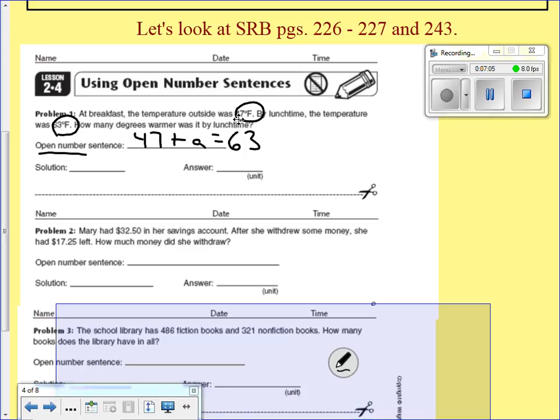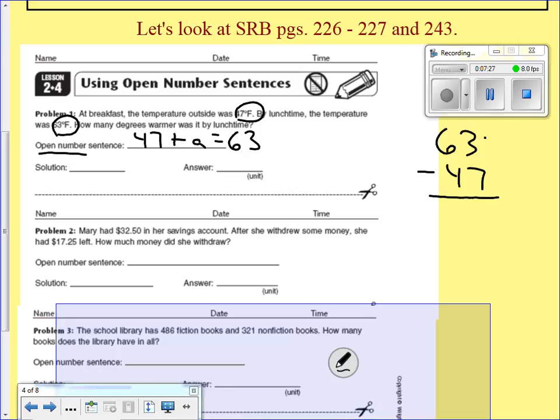I know some of you are probably thinking, well, Mr. Green, why don't we just go 63 minus 47? Well, we're not in the future, right? We started off at 47. That's how number sentences work. You have to see how the problem words it and write the number sentence that way. But when you solve, you're going to go on your scratch paper: 63 minus 47.